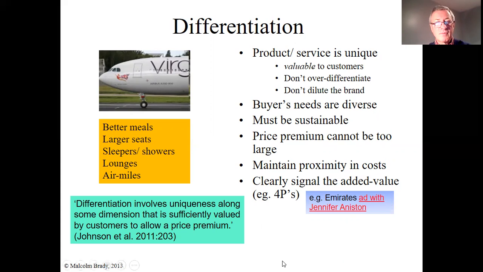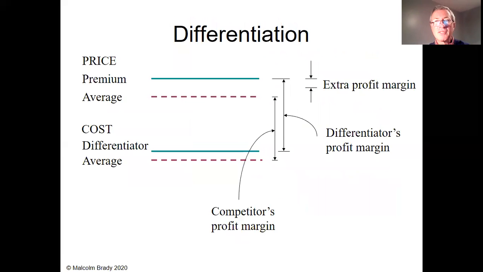And then a definition here by Johnson: differentiation involves uniqueness along some dimension that is sufficiently valued by the customer to allow a price premium. So that pretty well summarizes what I've been saying. So again, how to achieve it, sorry, we'll have the graphic first and then how to achieve it.